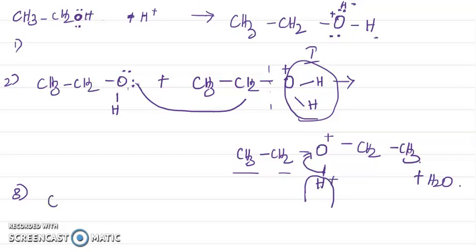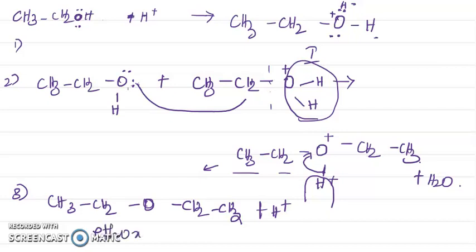So that we got the compound CH3CH2, oxygen, CH2CH3. Again there is an elimination with the proton H plus, so H plus is eliminated here. This is the way you got it. The actual product is an ether, ethoxyethane. Ethoxyethane is the main product you got through this reaction.